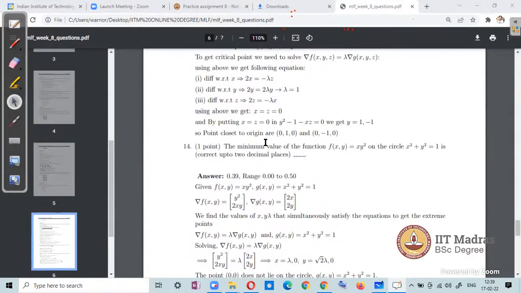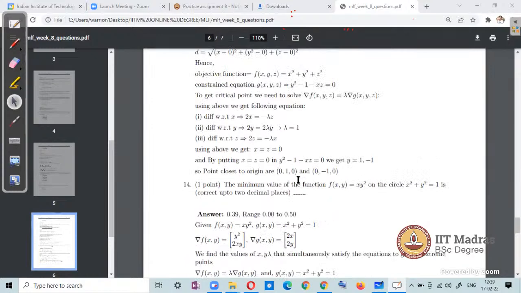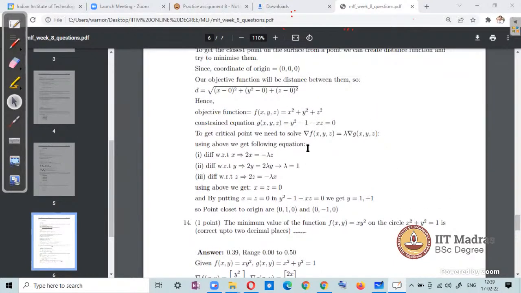I think, are you able to see this one, understand this one or not? Sir, why do we always take lambda and not minus lambda?